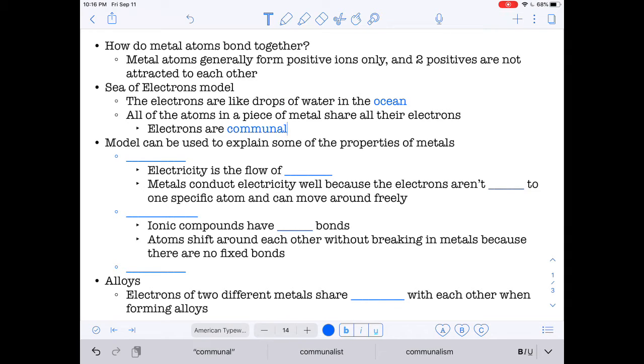This model is fairly easy to understand, but we can expand our knowledge of it by using it to explain some of the properties of metal. One of them we can explain is conductivity. We know that metals conduct electricity well, and electricity is just the flow of electrons. So pause the video and see if you can connect this model and this property of metal, and try to explain why metals conduct electricity well using what we learned with this model.